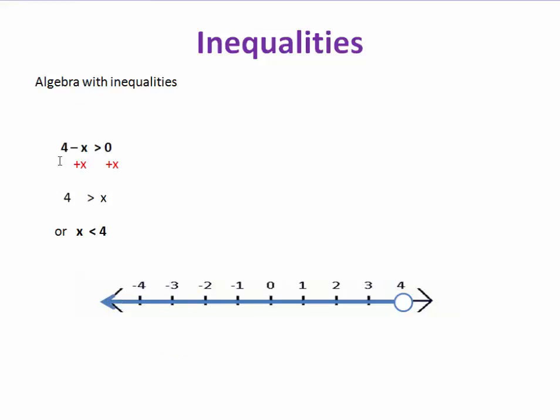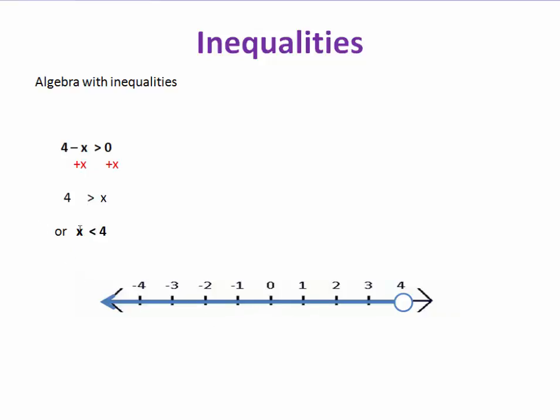We're going to solve this inequality. 4 minus x is greater than 0. So if we add x on this side, we have to add x on the other side. We get rid of this minus x, so this leaves us with 4 is greater than x. So x is less than 4.